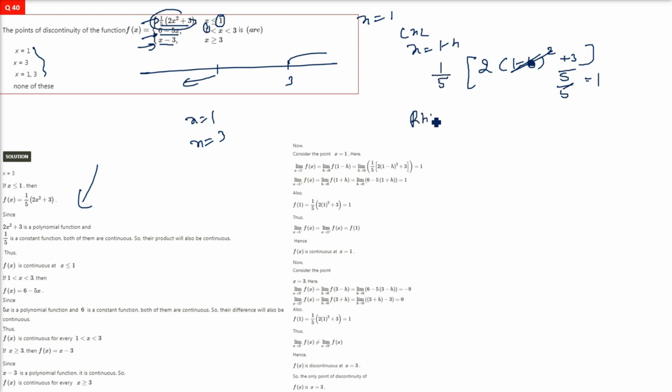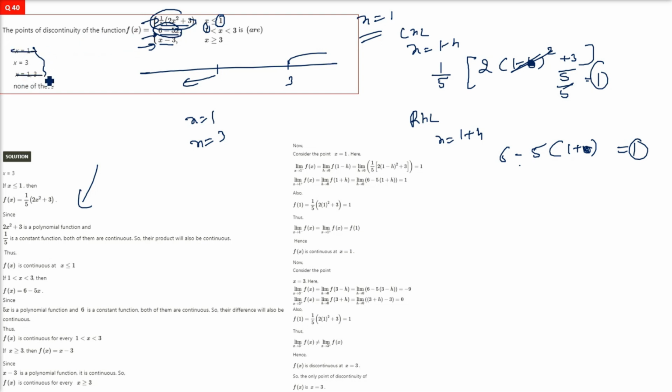Now let us find out the right hand limit. As I told you, for the right hand limit you have to use the second function, which is nothing but 6 minus 5 into x. In place of x, for the right hand limit, you replace 1 plus h. Again h is 0, so 6 minus 5 is equal to 1. So at 1 it is continuous because both left hand limit and right hand limit are 1.